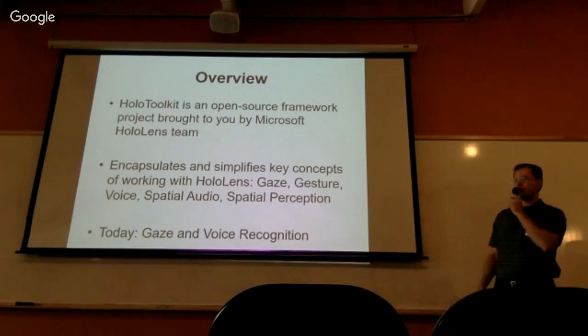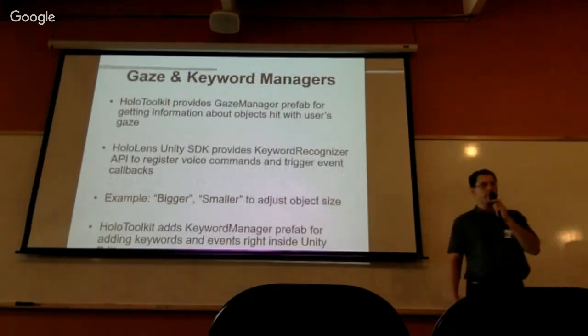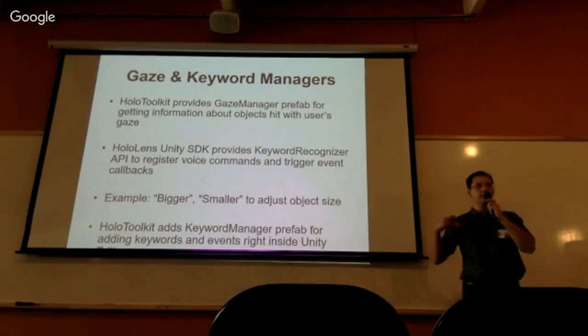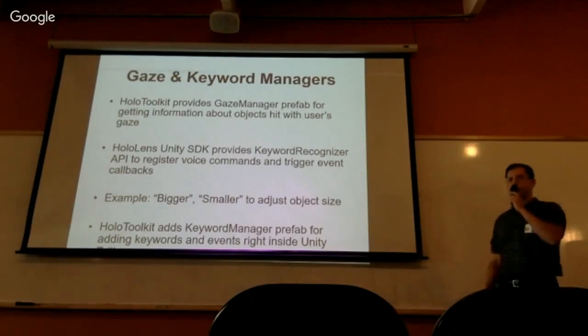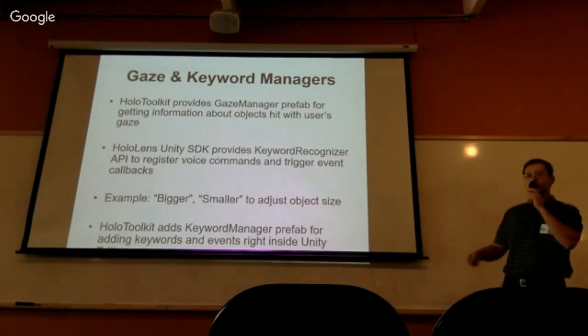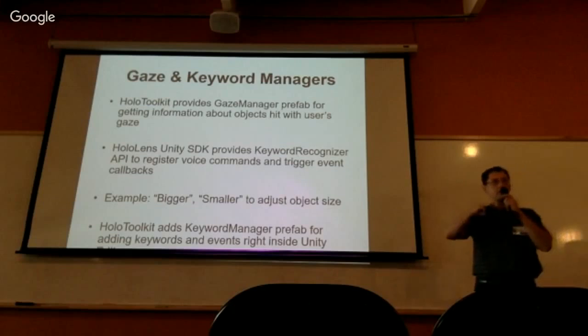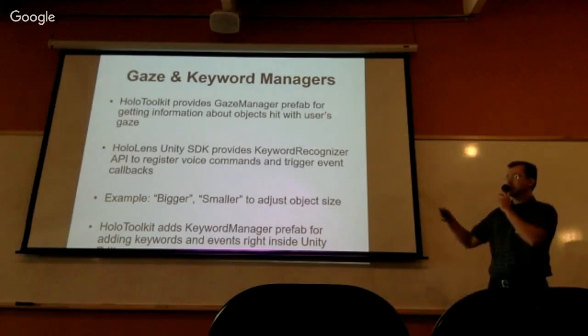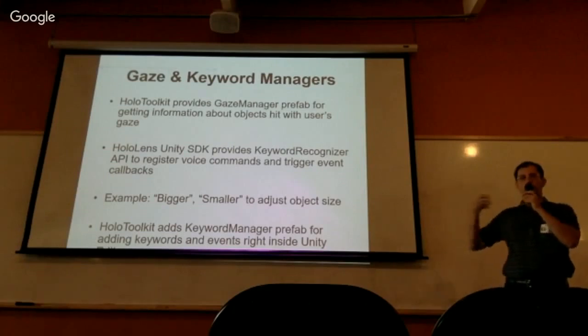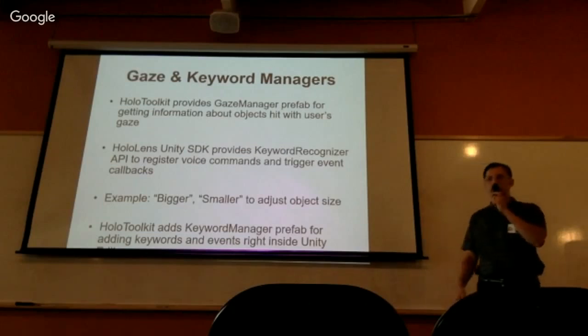So today I want to talk about a couple of things, specifically gaze and voice recognition. Toolkit provides a few components that simplify handling gaze and handling voice recognition when you're building a HoloLens app. It provides a gaze manager that you can use to get information about objects that your gaze hits when you look within the scene. The Unity SDK for HoloLens provides a keyword recognizer API, and Toolkit builds on top of that and provides a very simple way for you to add keyword recognition to your Unity HoloLens app by just dragging a prefab into the scene and wiring up a few keywords and event handlers.